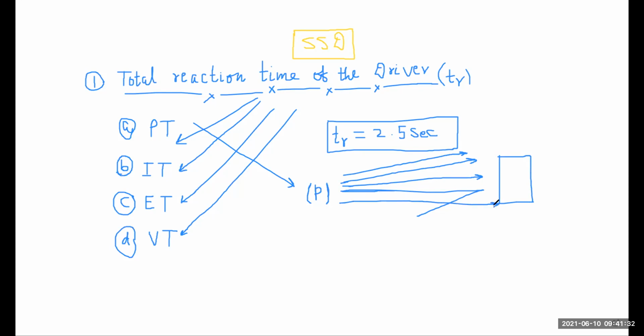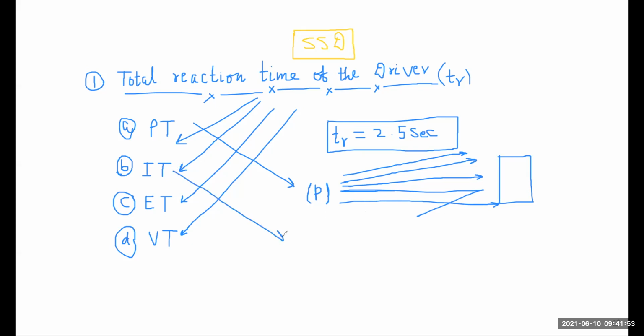So basically our first time is perception time. It is the time required for the sensation received by the eye of the driver to be transmitted to the brain through our nervous system or spinal cord. So basically this is our P time, that means perception time.